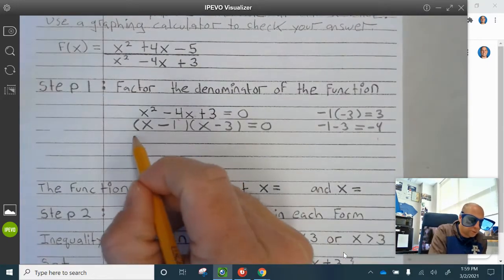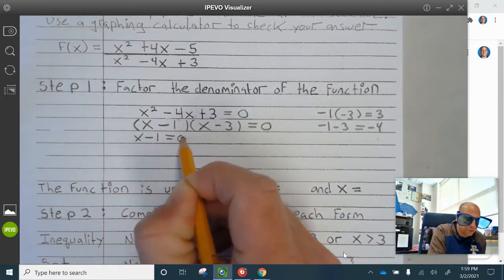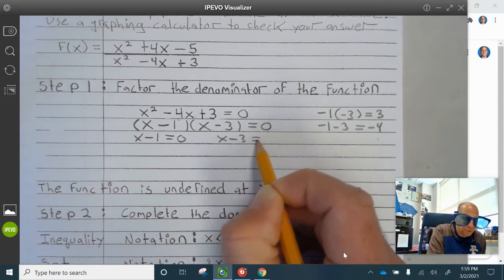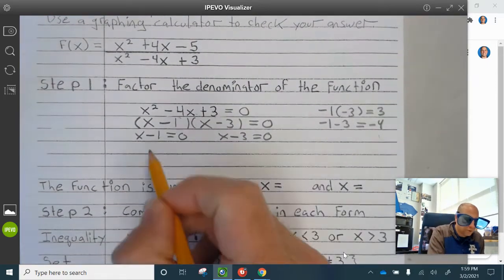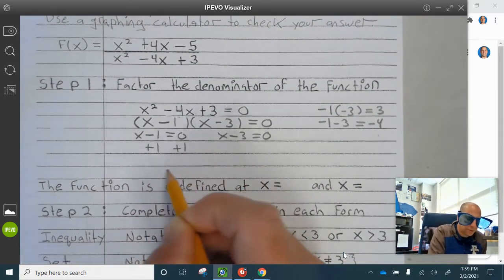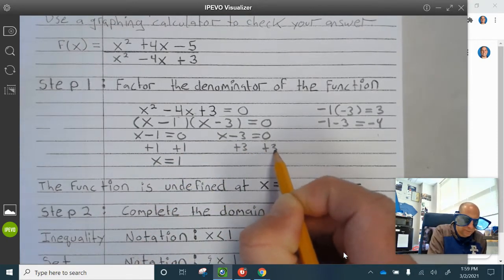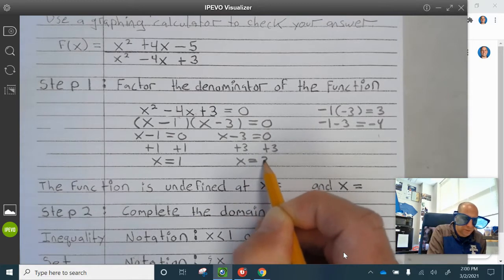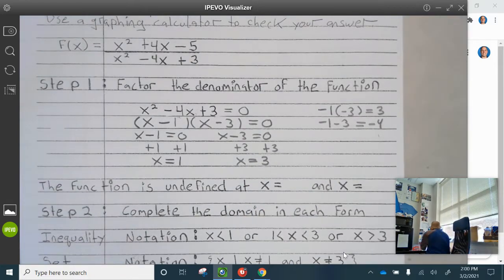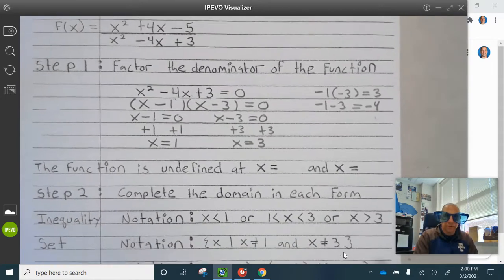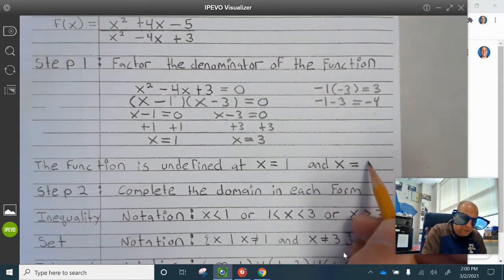Okay, we're going to set those equal to 0. So we have x minus 1 equal to 0, x minus 3 equal to 0. So we add 1 to both sides. So x equals 1. Add 3 to both sides. x equals 3. Okay, so the function is undefined at x equals 1 and x equals 3.